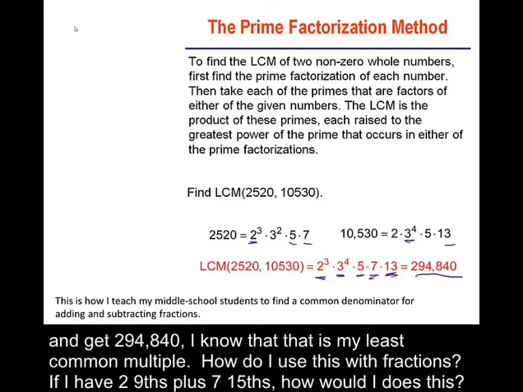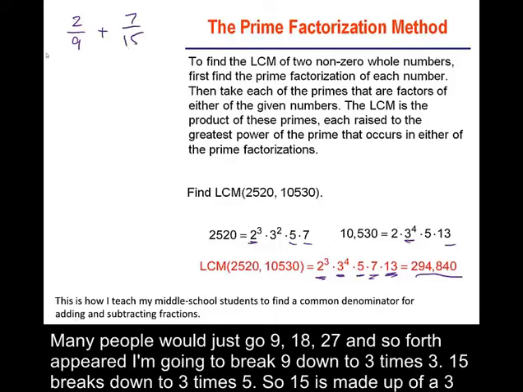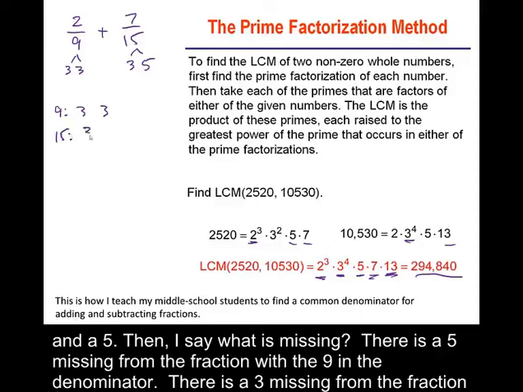How do I use this with fractions? If I have 2/9 plus 7/15, how would I use this? Many people would just go 9, 18, 27, and so forth. I'm going to break 9 down to 3 times 3, so 9 is made up of a 3 and a 3. 15 breaks down to 3 times 5, so 15 is made up of a 3 and a 5. Then I say, what's missing? There's a 5 missing from the fraction with the 9 in the denominator. There's a 3 missing from the fraction with the 15 in the denominator.